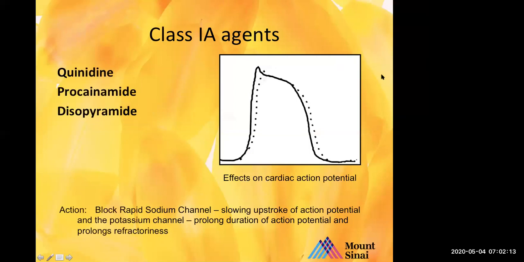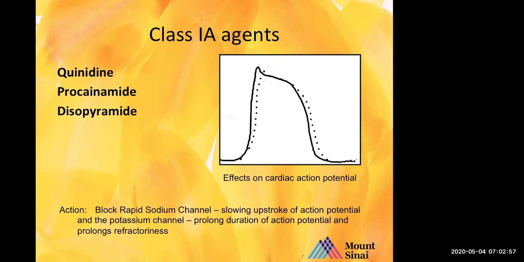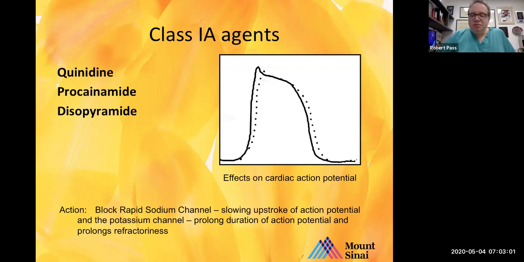Okay, so abbreviated EP conference today. And I thought we would start by reviewing Class 1A agents. You'll recall that the Class 1A agents are quinidine, procainamide, and disopyramide. They block the rapid sodium channel, slowing the upstroke of the action potential. They also prolong the action potential duration by blocking the potassium channel, and therefore prolong refractoriness. So they have predominantly sodium channel blocking activity, but they also block the potassium channel. You can see in this little wonderful drawing I've made of the action potential, which is a knockoff of Dr. Walsh's old textbook, that it has an effect both on depolarization and repolarization.